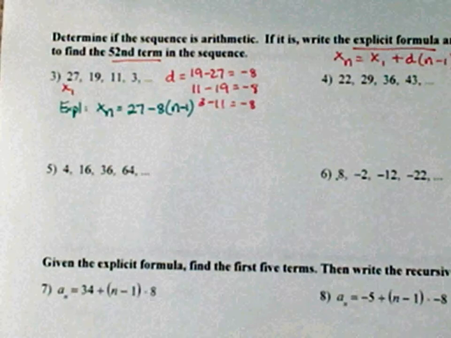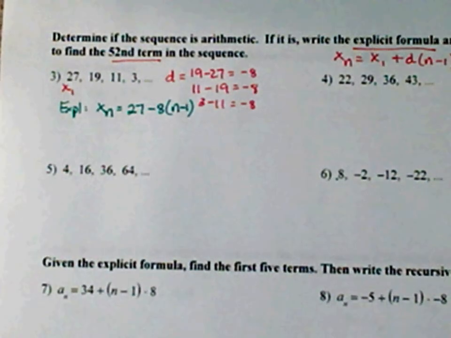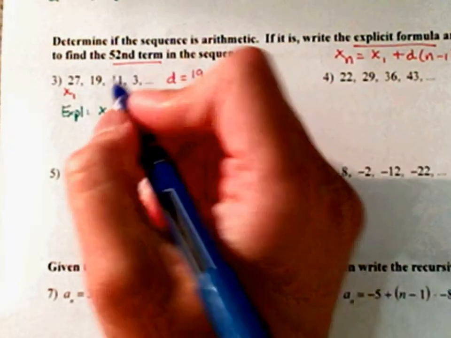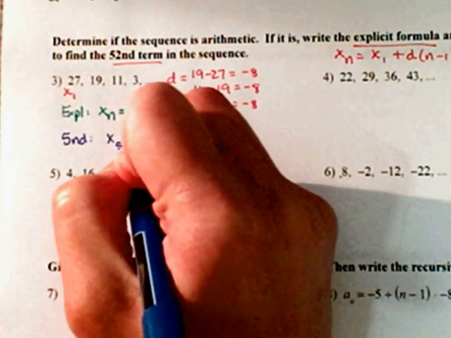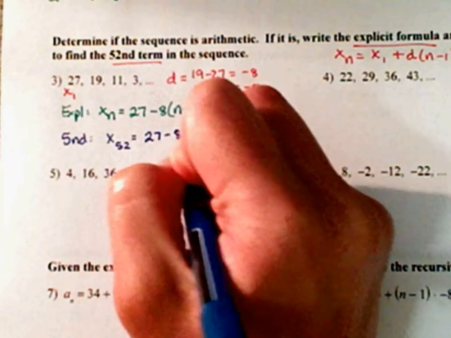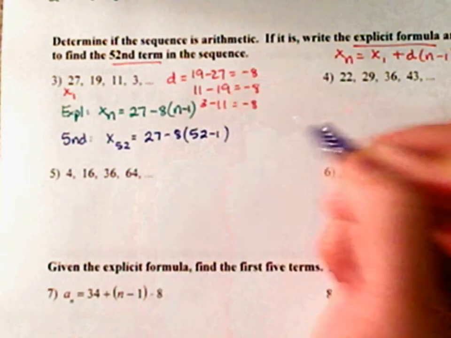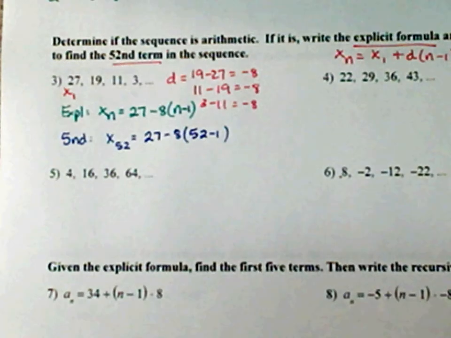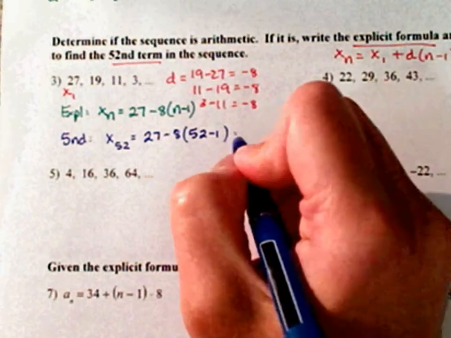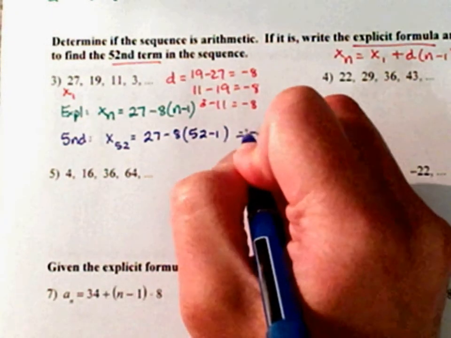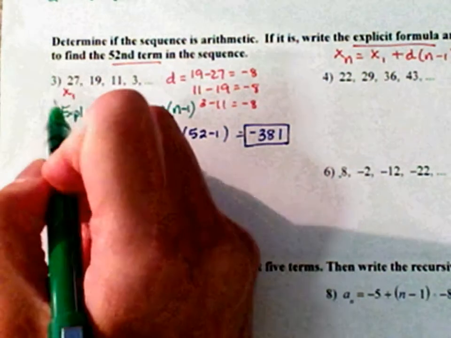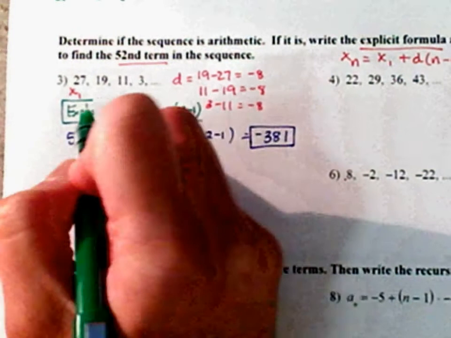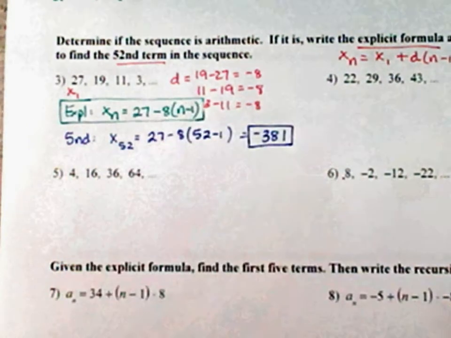Make sure you have an equal sign. It is a formula. How are you guys going to find your 52nd term? Well, if you plug it in, here's your 52nd term. x of 52 equals 27 minus 8 times 52 minus 1. And you can just type that into your calculator. The 52nd term is going to be negative 381. So there's your number. Let me box in your explicit formula, the 2 things that you were looking for.